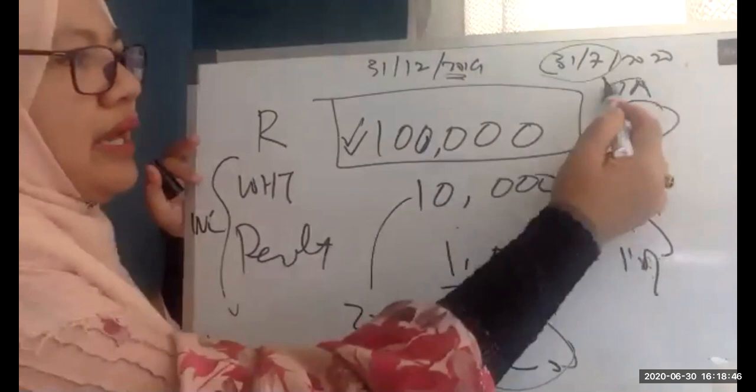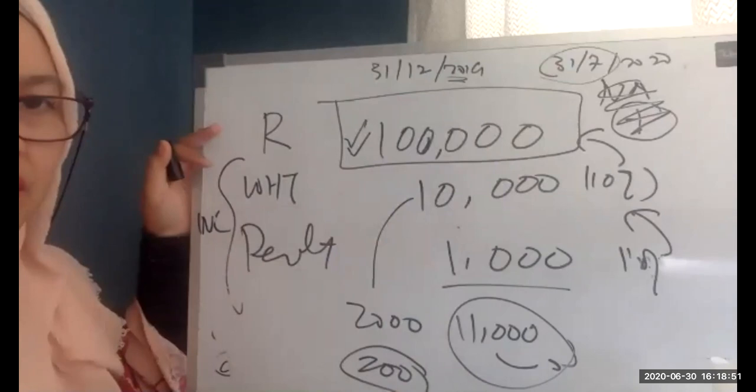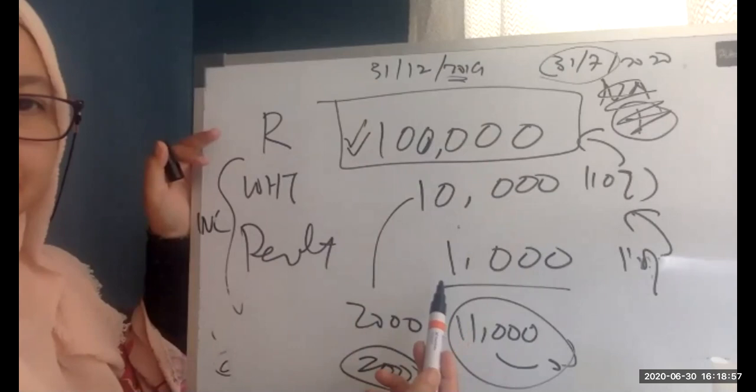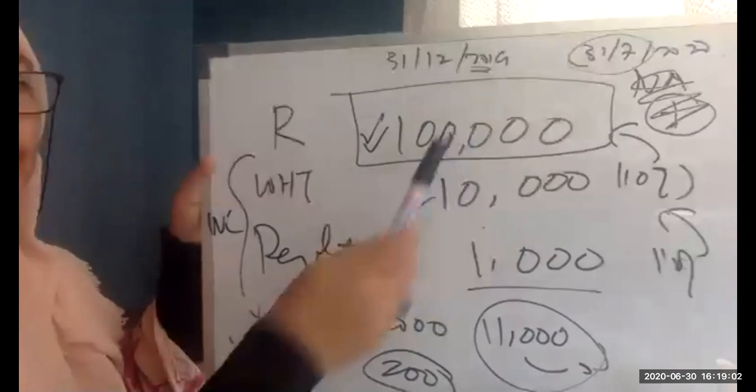So you don't have to add back. Why? Because you have made payment to the Inland Revenue Board before submission of your tax returns. Of course, if you pay later, you have to pay a penalty. So that is what happens when you pay everything before submission of your tax returns. The penalty, 10%, you still have to pay.